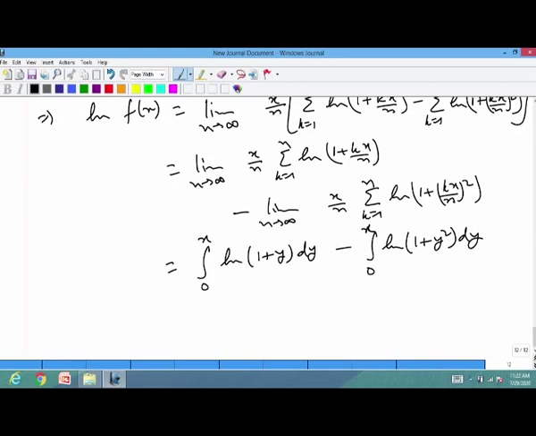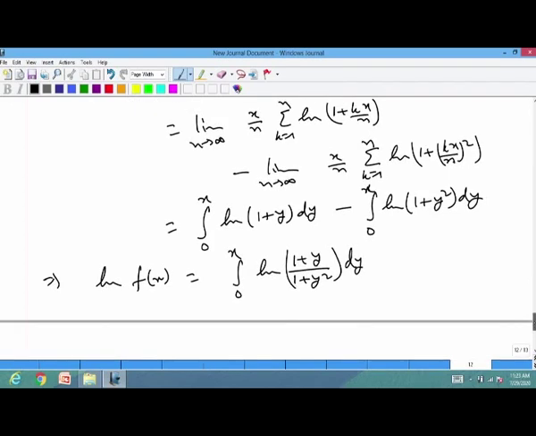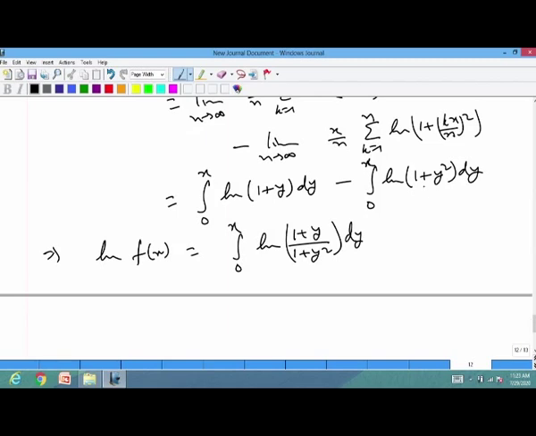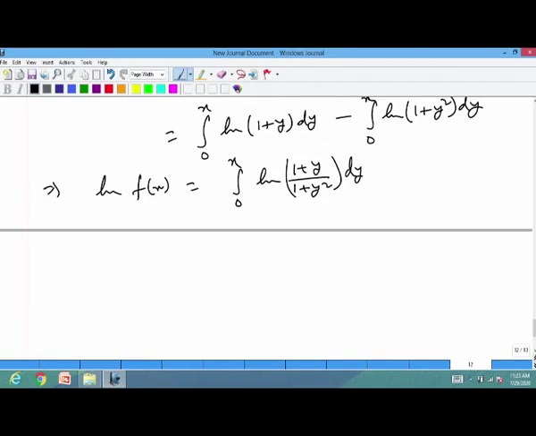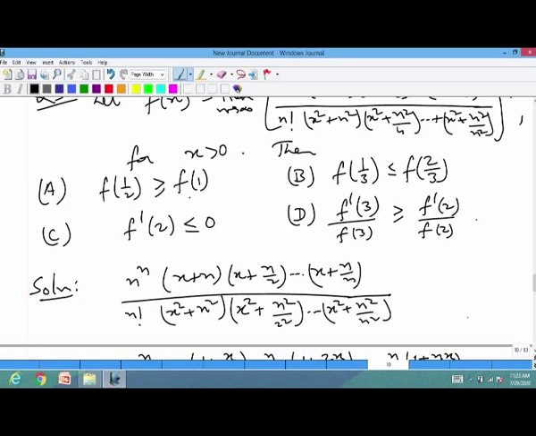So this gives me log of f x equal to integral from 0 to x of log of 1 plus y divided by 1 plus y square dy. Of course, we should not try to evaluate this integral, because the second integral is not easy to evaluate. So now we should look at the options and try to see what we can deduce. If we see options A and B, we have to compare f of half with f of 1 and f of 1 by 3 with f of 2 by 3. So if we can calculate the derivative, we can see whether the function is increasing or decreasing, and then we can deduce this.